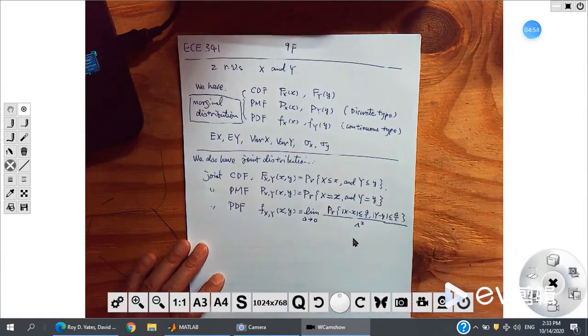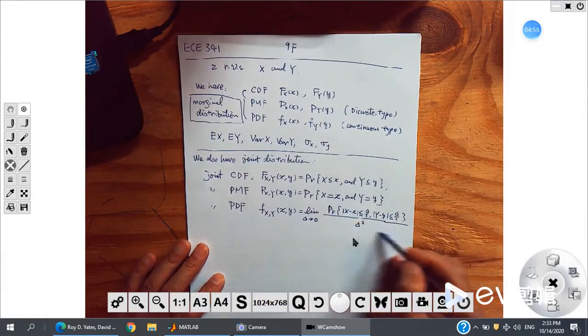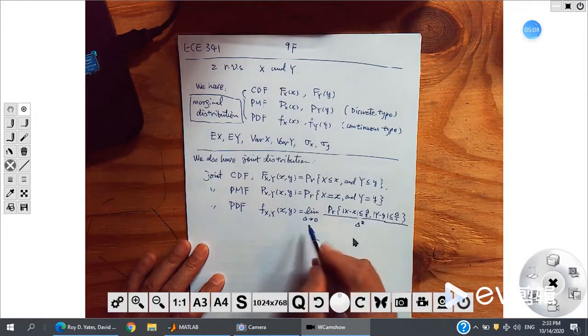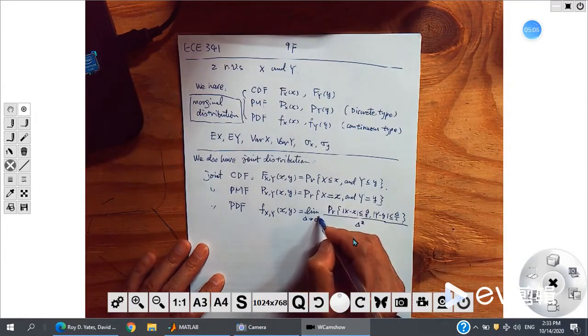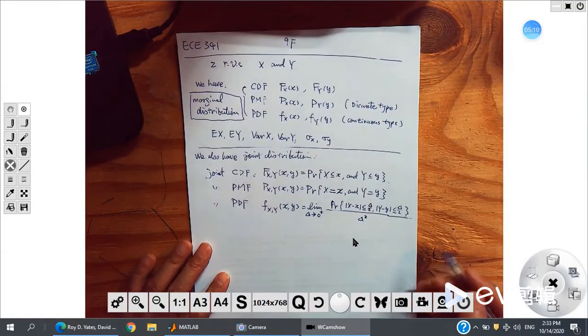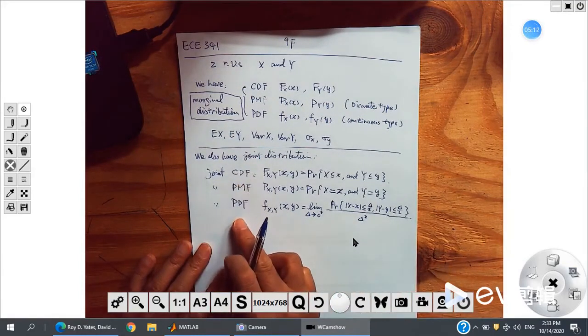So this is a kind of density, right? Average probability per unit area. You need that area to tend to 0. Of course, delta should be positive. Okay. So these are these three functions.